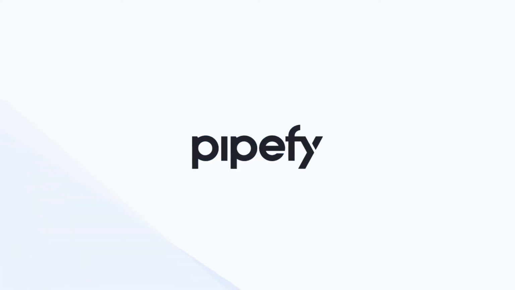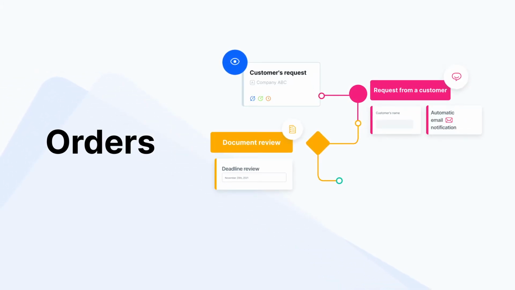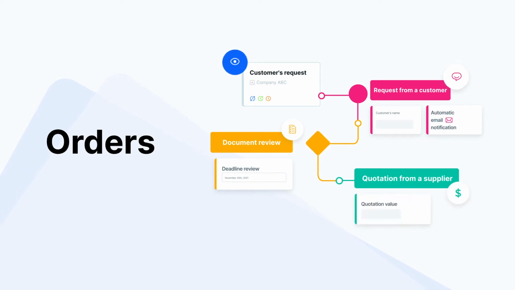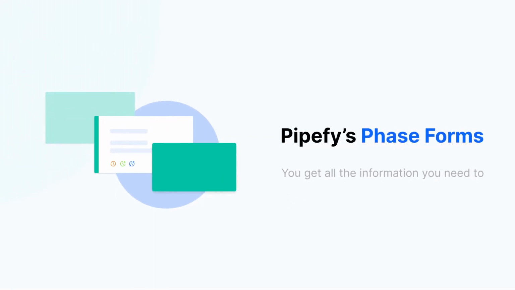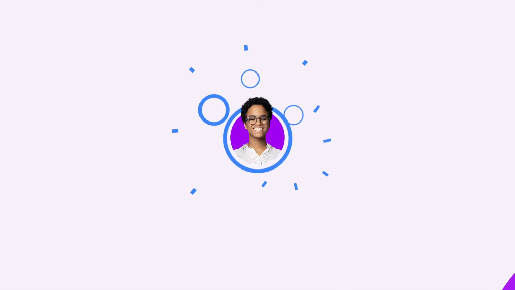In business, we handle a lot of orders every day. It could be a request from a customer, a document that needs to be revised, or a quote from a supplier. With Pipefy Phase Forms, you get all the information you need to your processes. Let's say, in one of your processes, all requests must be approved by a manager.